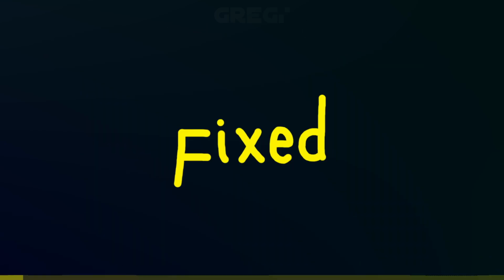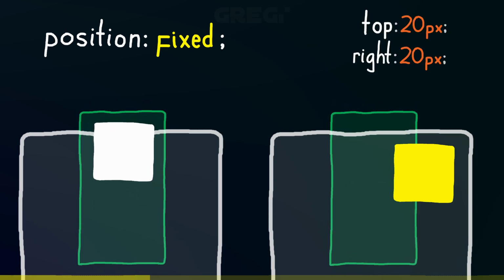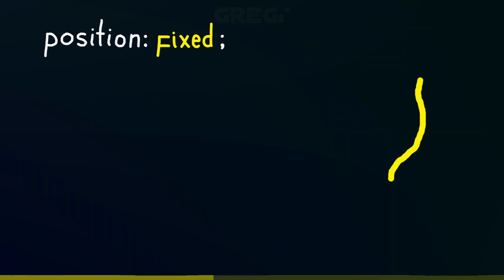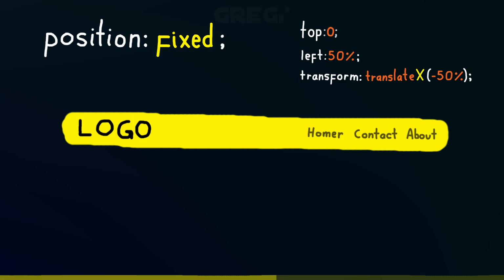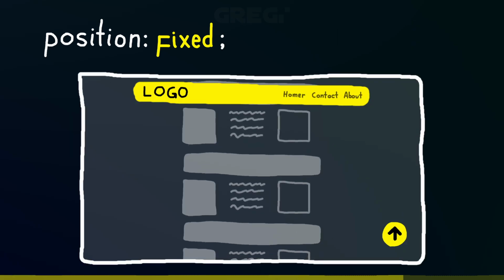The fixed positioning removes elements from the structure and glues them to the viewport, ignoring other elements, like eye floaters, most useful for floating navbars and widgets that are always on display.